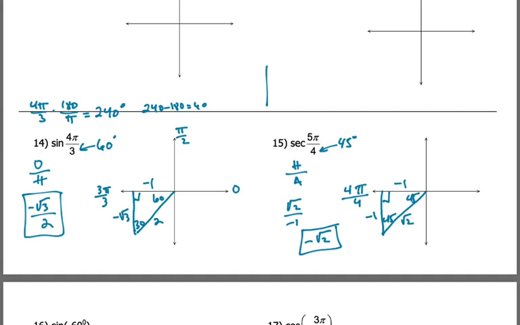Again, check yourself by making sure that you have the right things positive in the right places. So we're talking about sine in the third quadrant on number 14. The only thing that should be positive there is tangent. So this should be negative, and it is, so that's good. On number 15, we're in the third quadrant. And again, tangent's the only thing that should be positive, so this answer should be negative, which it is. Okay, let's move on.